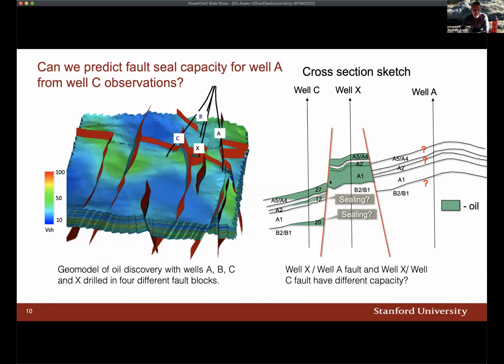In this study, we used observed column height from well C and well log data from well C, as well as well log data from well A, and we want to predict fault seal capacity for this fault block from observations from well A, well C, and observed column height from well C. We assume that fault seal has a major control on the column height between adjacent fault blocks. Also, we neglect spatial uncertainties here. So that means that this study is a 1D study, I would say.